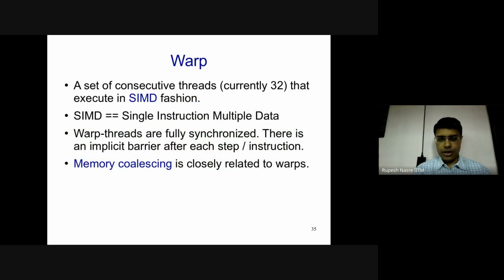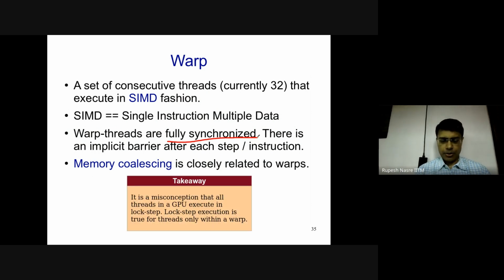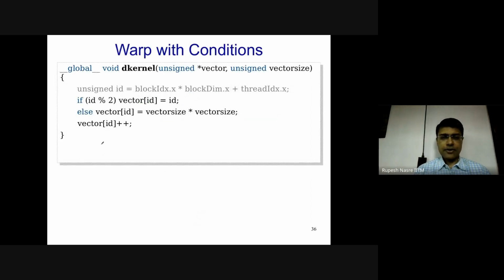SIMD is single instruction, multiple data, and they all need to be fully synchronized, and this needs to be qualified with what Vinod is suggesting. There is one misconception which says that all the millions of GPU threads must be executing in lockstep fashion. That is not true. Only the 32 threads of a warp need to be executing in lockstep fashion. Lockstep is like an army, moving together.